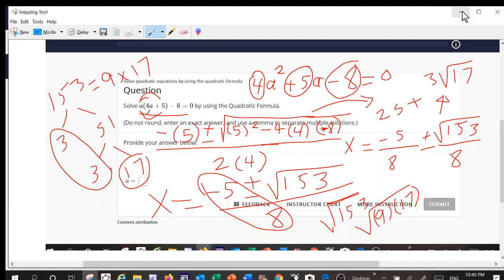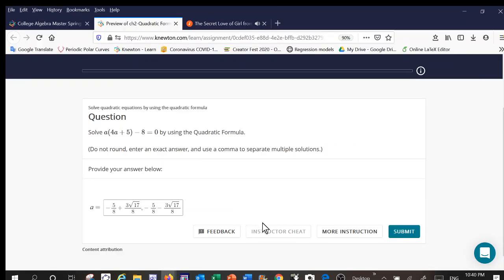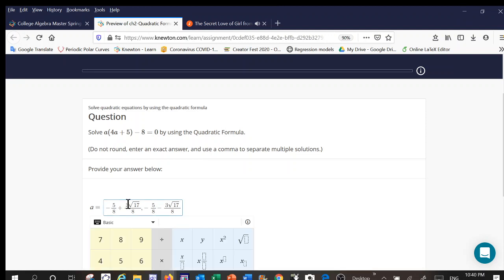Now I believe even if you don't simplify it, you might get the correct answer. So if you don't simplify, let's see if you get the correct answer. So I'm just going to put 153 there instead. See if you get the correct answer. If not, that means you need to simplify.